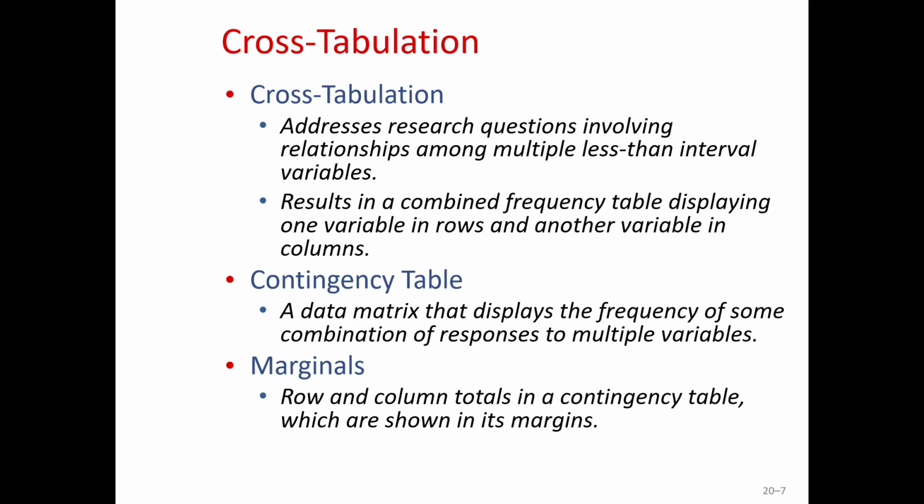A contingency table is a data matrix that displays the frequency of some combination of possible responses to multiple variables. Two-way contingency tables, meaning they involve two less than interval variables, are used more often. A three-way contingency table involves three less than interval variables. Beyond three variables, contingency tables become difficult to analyze and to explain.